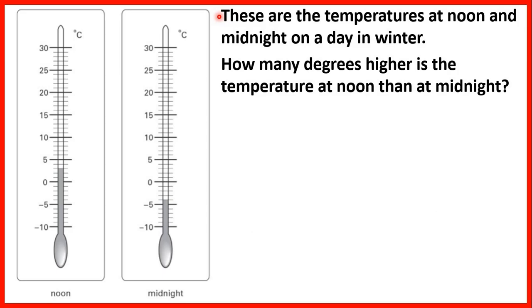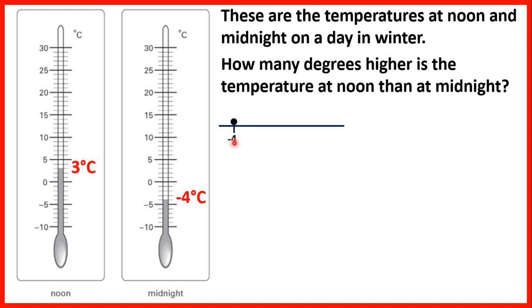These are the temperatures at noon and midnight on a day in winter. How many degrees higher is the temperature at noon than at midnight? So the temperature at noon, from 0, we can see that it's 3 lines higher and each line is 1 degree, so the temperature at noon is 3 degrees. Now for the temperature at midnight, we have minus 4 degrees, because from 0 we have 4 lines down, so that's minus 4. Now we need to find how many degrees higher, so we need to compare or find the difference between these two temperatures.